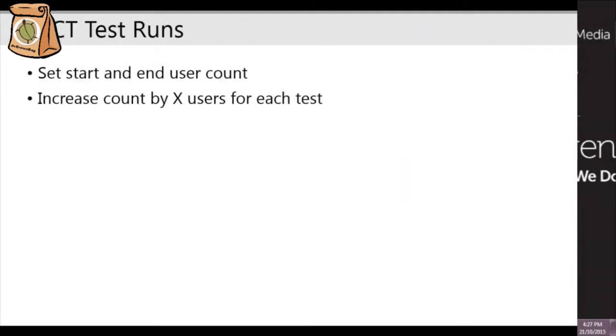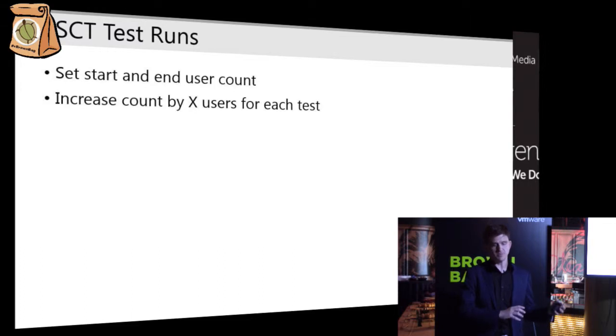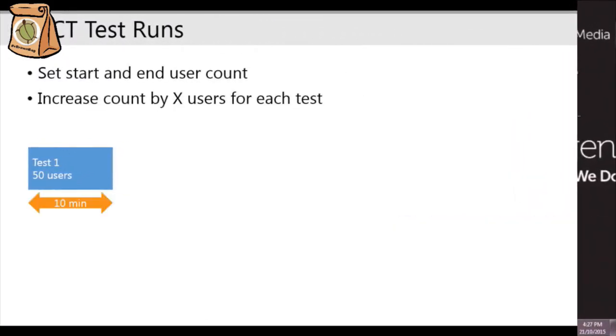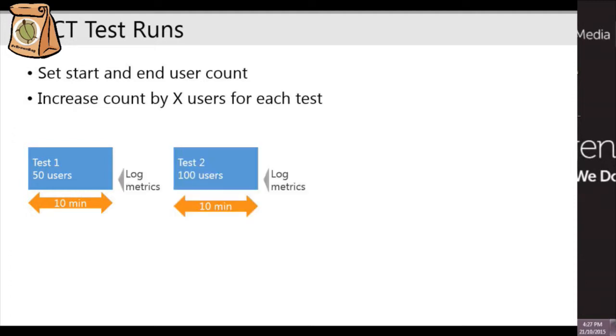So what you do is you run FSCT through a number of test runs. So you have a start and an end count. So you might start at 50 users and then scale up until you essentially break your file server. So in this instance, I've started at 50 users and scaled up to 800 users. So the way it works is you'll configure it, run a test. So start at 50 users, and then that test runs for about 10 minutes while it does its thing, and logs some metrics for you, and then goes ahead and does the second test.